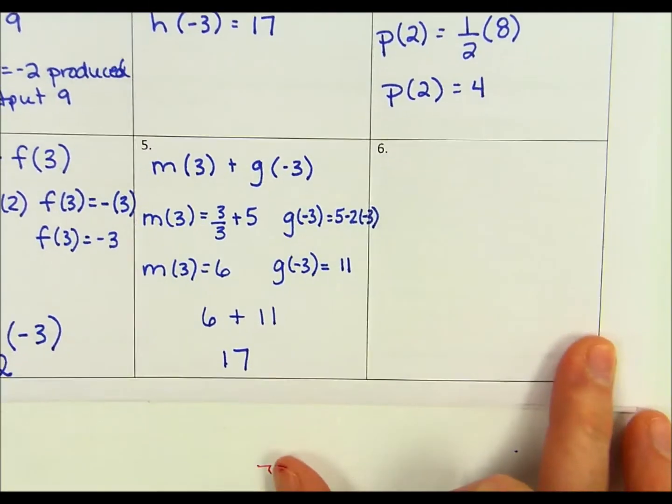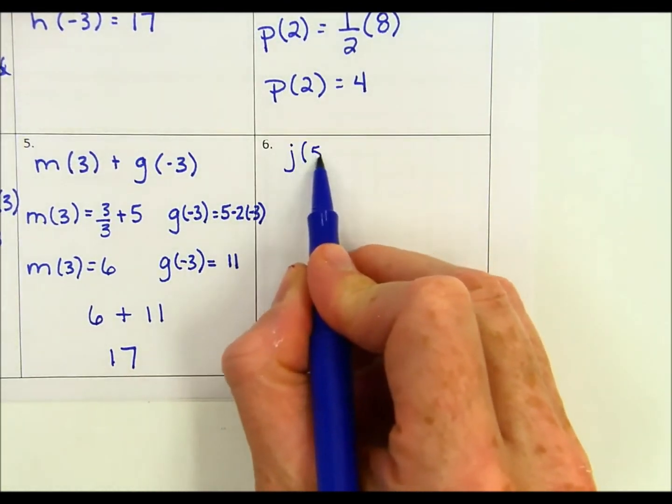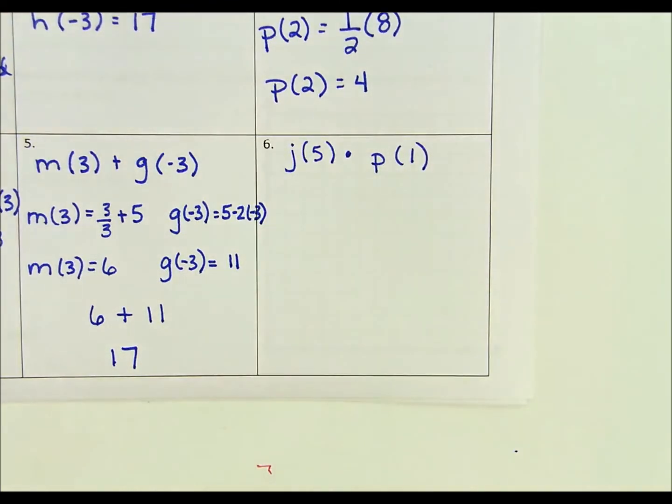Now I would like for you to try one more, question 6. I would like for you to do j of 5 times p of 1. Once again, pause the video and try this problem.